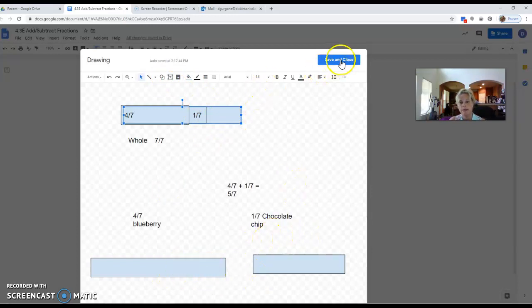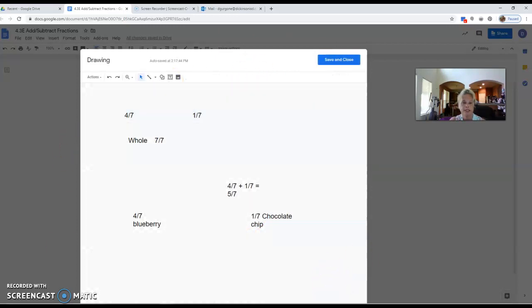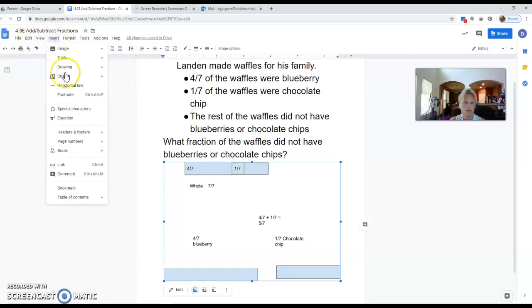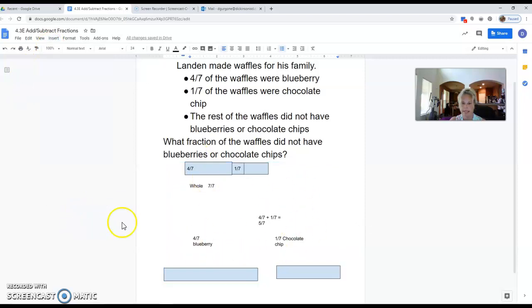So the question is, if we go back to the question, let's save our work and go back. And all I did to do a drawing, if you want to do this at home, is I went to Insert a Drawing and then a new drawing. And then I was able to get this and draw myself. So if you want to do that at home, you can.